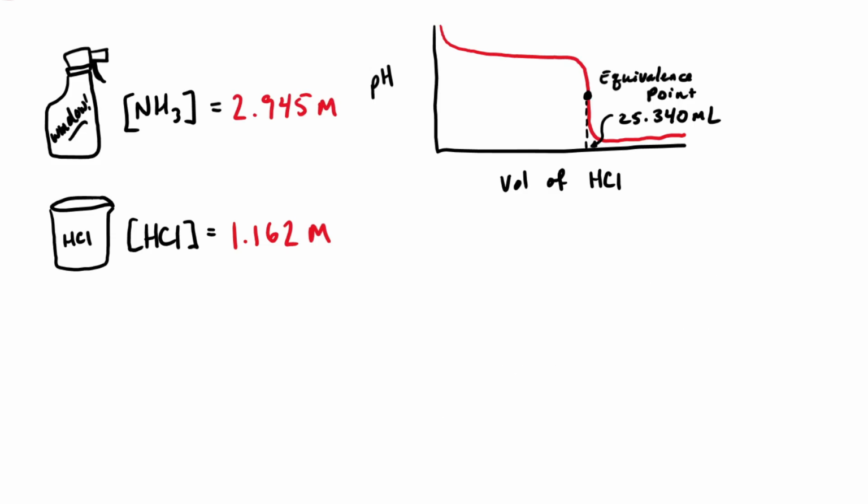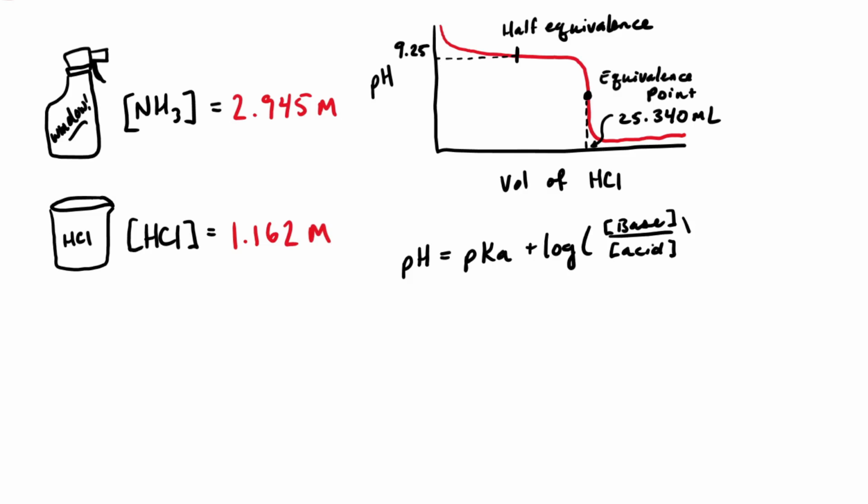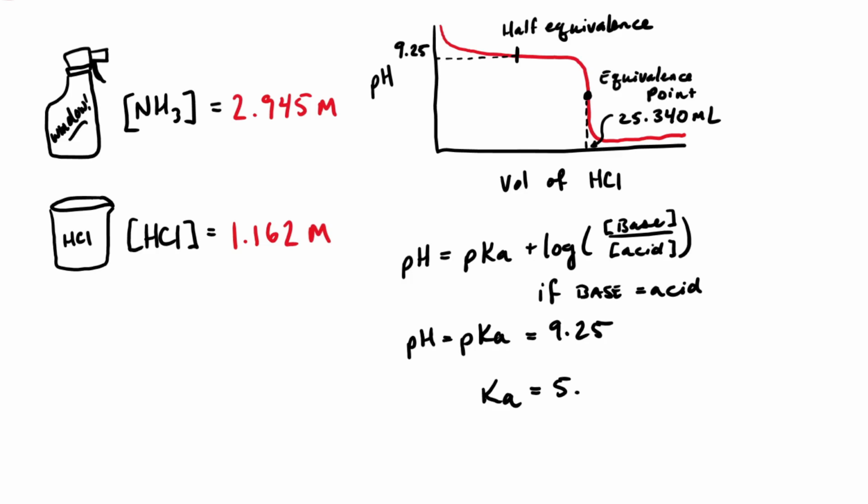At this point, we can add some more data to our plot. For one, we can find the half equivalence pH at 9.25, and since Henderson-Hasselbalch tells us that the half equivalence is equal to the pKa, we know now that the pKa is 9.25, meaning that the Ka value is 10 to the negative 9.25, or 5.623 times 10 to the negative 10.